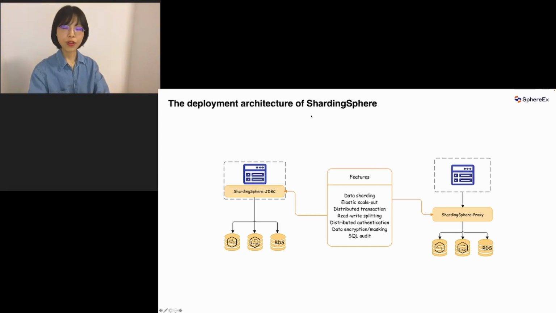It also can help you upgrade your database cluster to become a distributed system. That means data sharding, elastic scale-out, distributed transaction, read-write splitting for more traffic, governance, authentication, and data encryption, etc. Anyway, it can help you deal with a lot of requirements for your distributed database system. So that's ShardingSphere-JDBC. And for our Java application, the second one is ShardingSphere-Proxy.